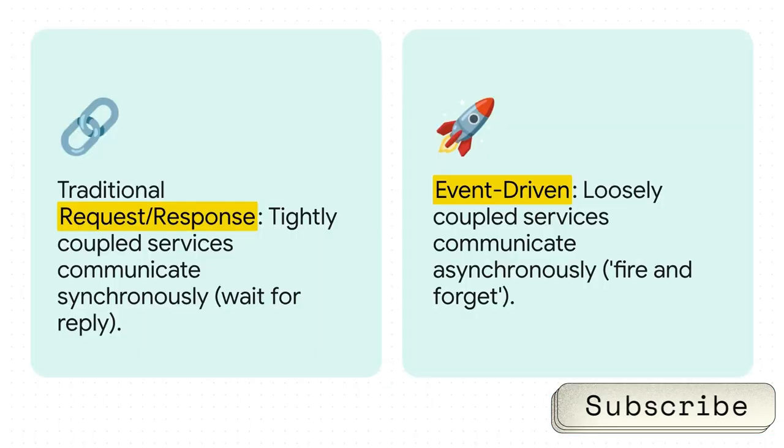This right here is the fundamental shift. See, traditional systems work like a phone call. Service A calls Service B and then has to wait on the line for a reply. They're stuck together. But EDA works like sending a text message. A producer can just fire and forget an event and then move on. This is a huge deal because it means different parts of the system can be updated, scaled, or even fail on their own without bringing everything else crashing down.